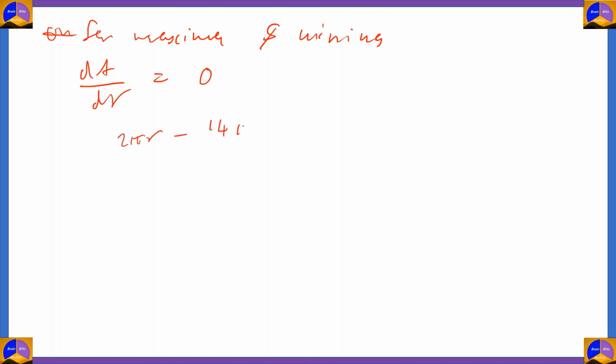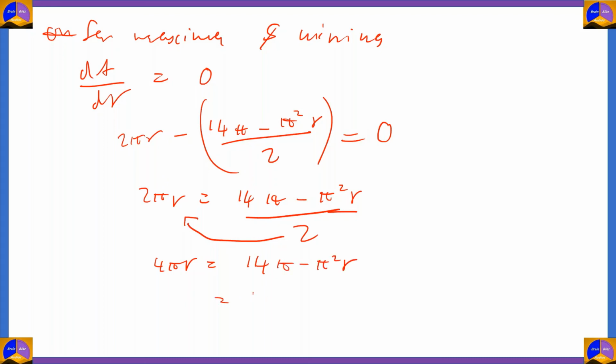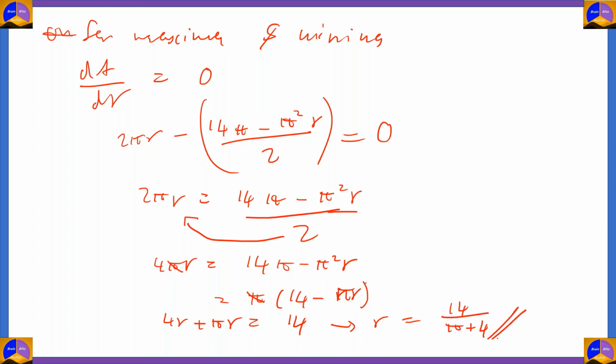So 2 pi r minus (14 pi minus pi square r divided by 2), in a bracket, will be equal to 0. So 2 pi r will be equal to (14 pi minus pi square r) divided by 2. Let's take 2 to the other side because it can be cancelled. So 4 pi r will be equal to 14 pi minus pi square r. Let's take pi common, so that'll be pi times (14 minus pi r). We'll take pi and pi cancellation, so what we get is 4r plus pi r is equal to 14. And so r is equal to 14 divided by (pi plus 4). So the radius is 14 by (pi plus 4).